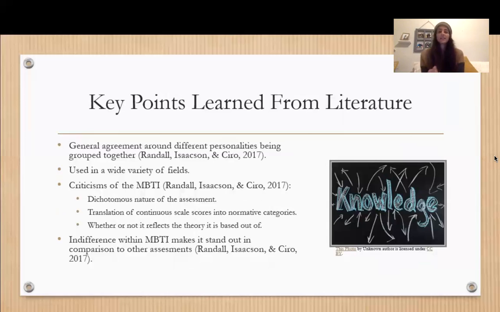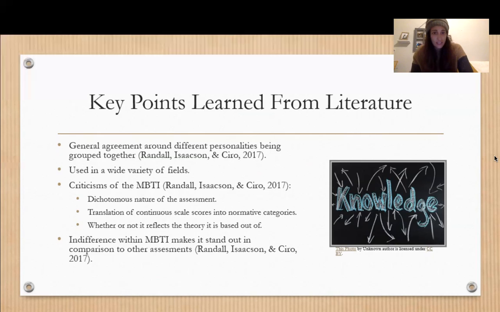Key points that were learned from the literature were that there is a general agreement around different personalities being grouped together. Within a lot of different fields and among different psychologists, there is this commonality that different personality types should be or could be grouped together, which is why the MBTI has been proven to be effective. And like Brittany mentioned previously, it is used in a wide variety of fields, which also makes it incredibly effective and helpful.